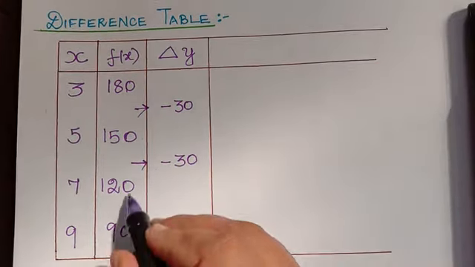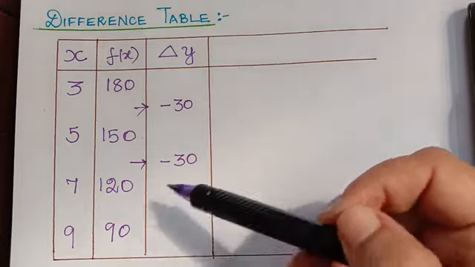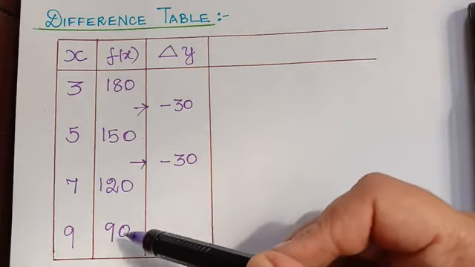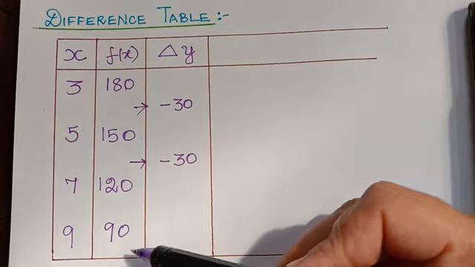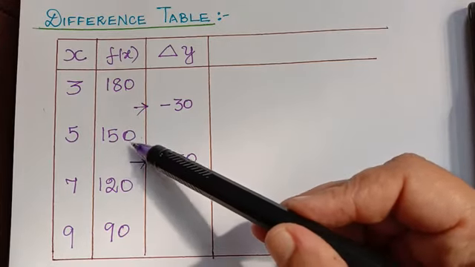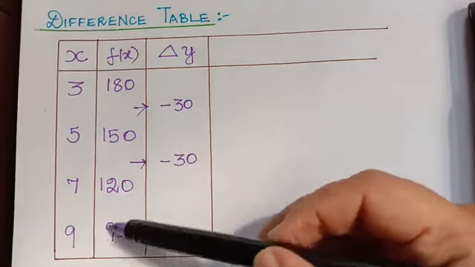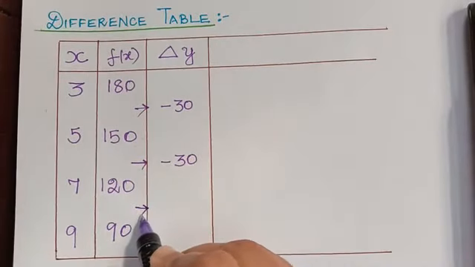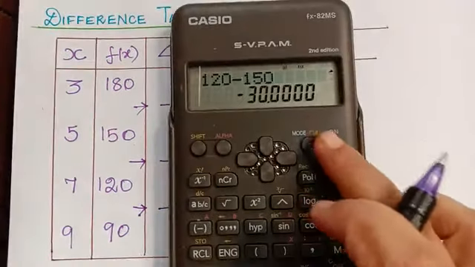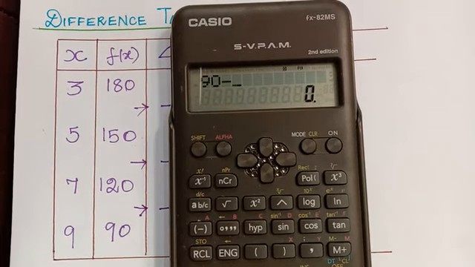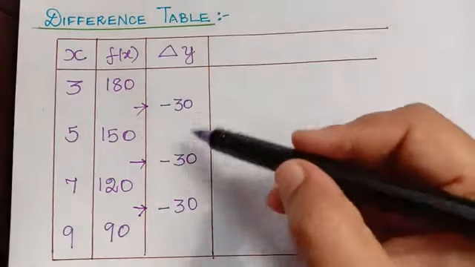And then the difference between these two is 90 minus 120. Listen students, by mistake many students do it the other way, 120 minus 90, and write that here. That is a mistake. You have to subtract the previous value from the next value, because it is like y1 minus y0, y2 minus y1, y3 minus y2. So 90 minus 120 you have to do, which will be equal to 30 with a negative sign, so minus 30. I'll show you in the calculator also. 90 minus 120 is equal to negative 30, so that you have to write here.